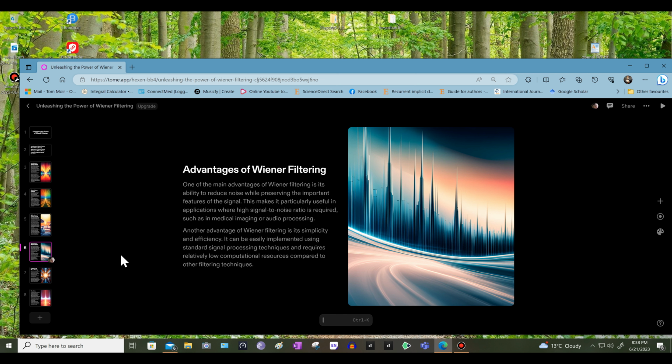One of the advantages of Wiener filtering is its ability to reduce noise while preserving the important features of the signal, and again, that's correct. This makes it particularly useful in applications where a high signal to noise ratio is required, such as in medical imaging or audio processing. Well, that's actually required most of the time anyway. As engineers, you really want to have high signal to noise ratios.